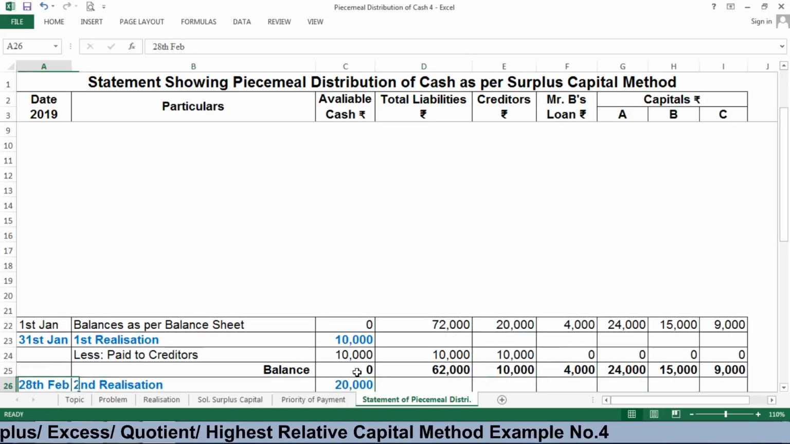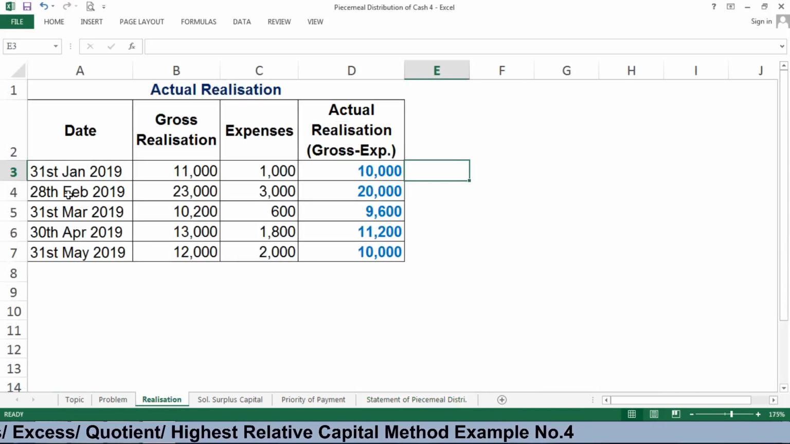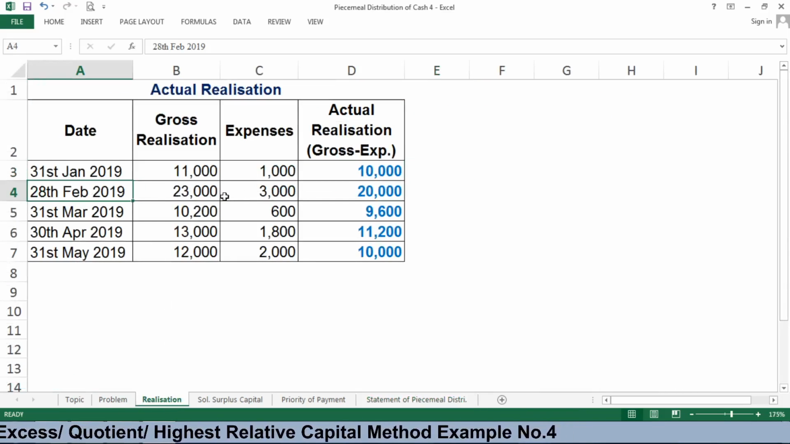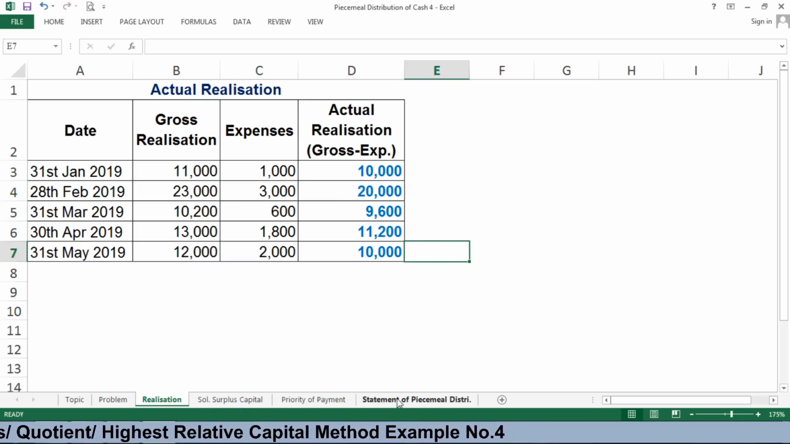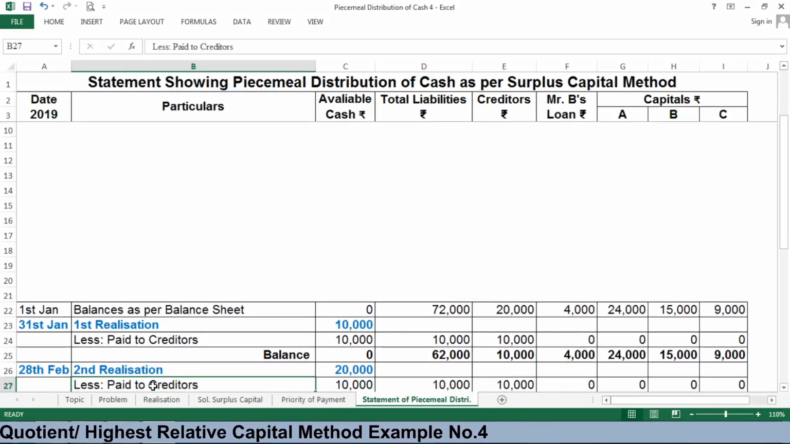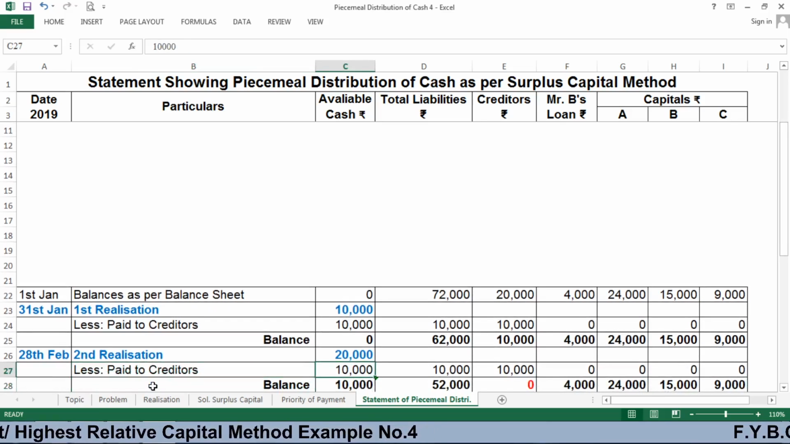So in the next step, we will call the second realization, because we don't have a single rupee here. Our second realization is on 28th February of 2019, that is 23,000, and the expenses is 3,000. So we have 20,000 realization. So here the second realization is 20,000. First of all, we have to pay creditors because its balance still we have to pay 10,000. In the earlier step, we have already paid 10,000. So let's pay to creditors. That is 10,000. Total liability will be reduced by 10,000 and creditors will be reduced by 10,000. So now the balance of creditors comes to 0.